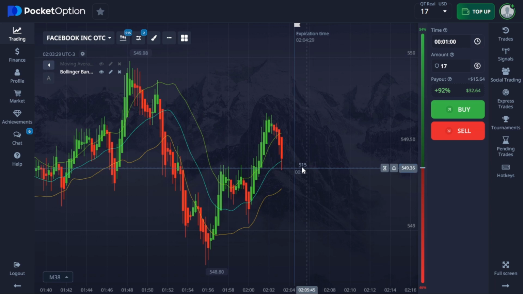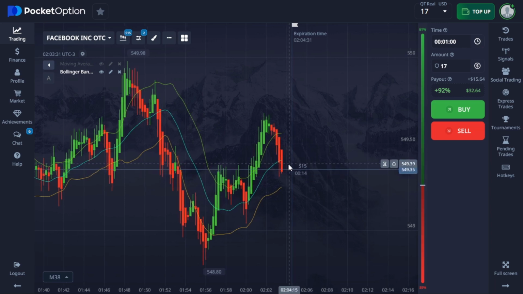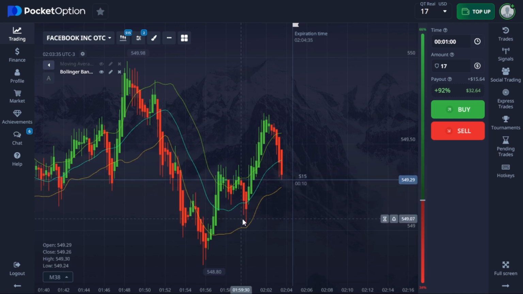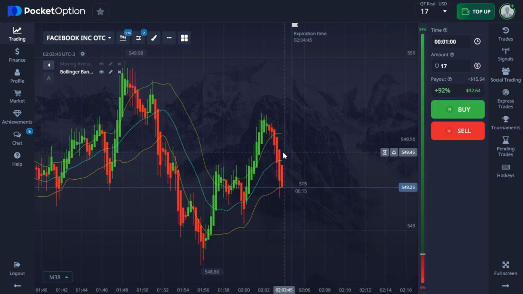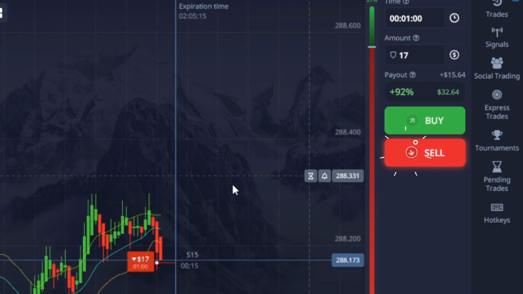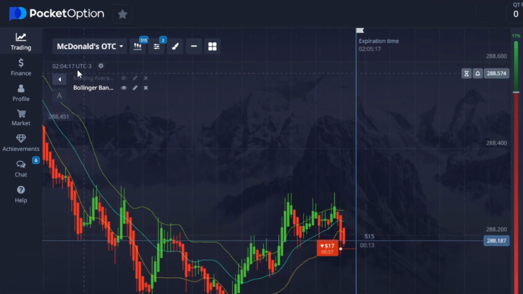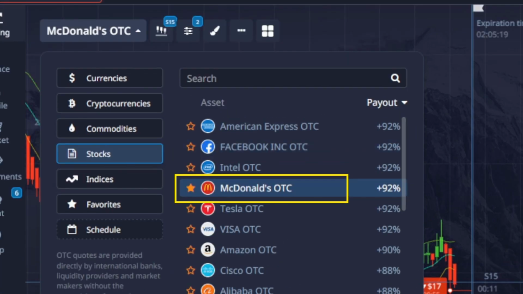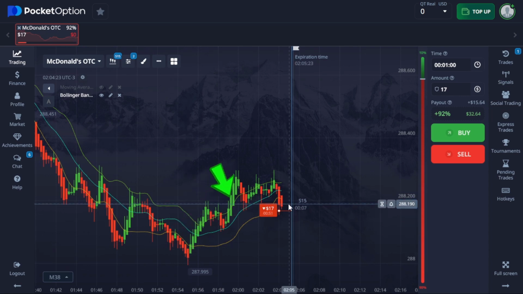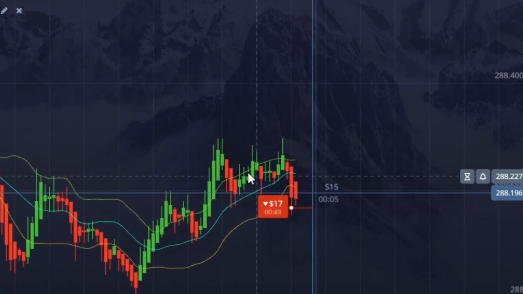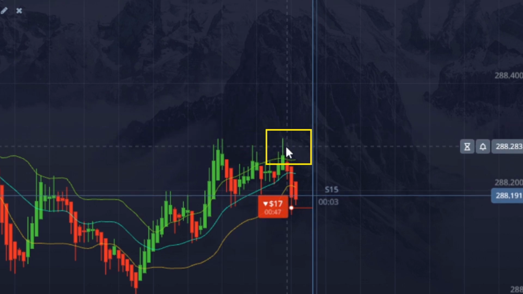I will be patient and wait. If the price breaks the average, I won't enter immediately. I will wait to see if this confirms the breakout or if this is a false signal and reverses. Here we have an entry on McDonald's to the downside. Why to the downside? We see a strong downtrend with the price consistently failing to break the average, indicating a good opportunity to enter a bearish position.